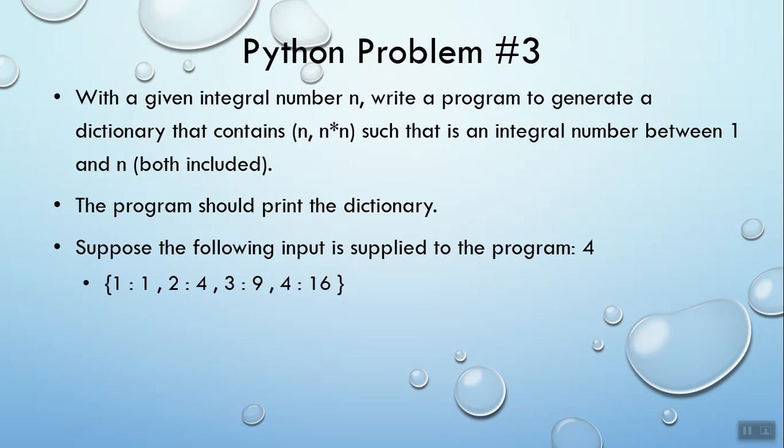This video is looking at the third problem. Given an integral number n as input, a natural number, write a program to generate a dictionary that contains n into n, which means the number and the square of the number. So you know the structure of the dictionary is going to be like this.